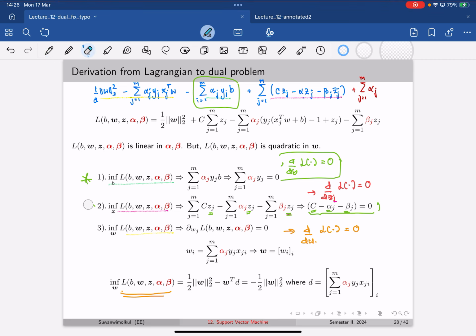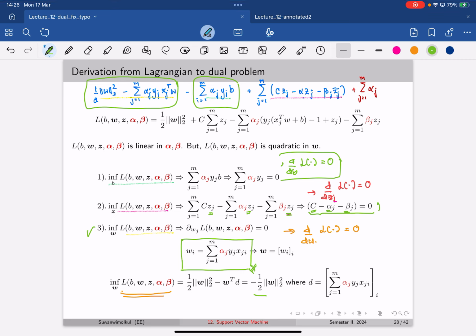And finally, for the normal vector, we use the same method: we take only the terms corresponding to the normal vector and equate that to 0. But this time you will see that for this term to equal 0, the normal vector w has to be equal to this term. It is this one that I wrote here.